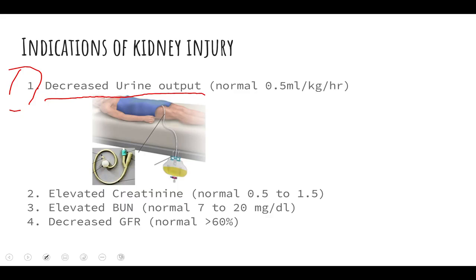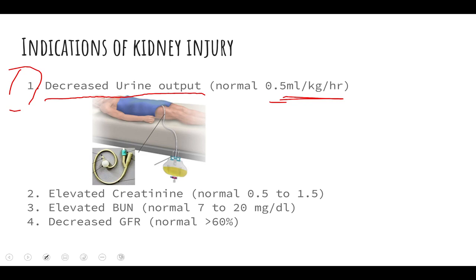Now, a normal urine output is 0.5 ml per kilogram per hour. Okay. So a guy who is 100 kilos, let's say, will have 50 mils of urine out every hour. If it gets to 25 mils per hour, 15 mils per hour, then that should concern you.